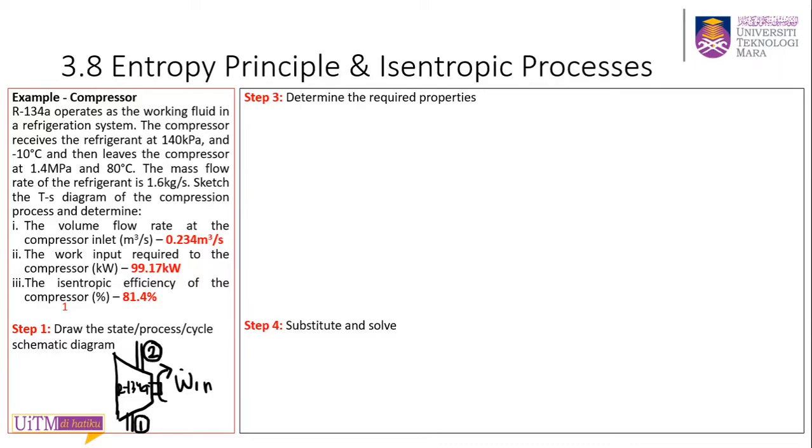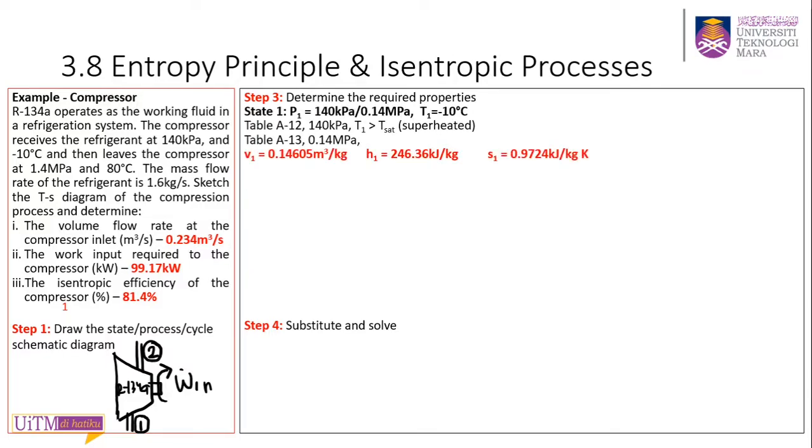For step 3, we find the required properties at each of the states. At state 1, remember to check for the phase of the substance before reading the properties. And using the appropriate tables, we will read the properties: specific volume v1, specific enthalpy h1, and also specific entropy s1. Specific entropy s1 is read because under ideal conditions, the specific entropy at state 1 is equal to the specific entropy at state 2.